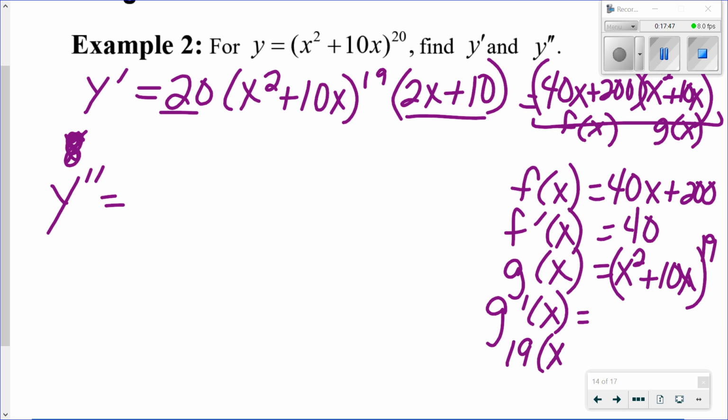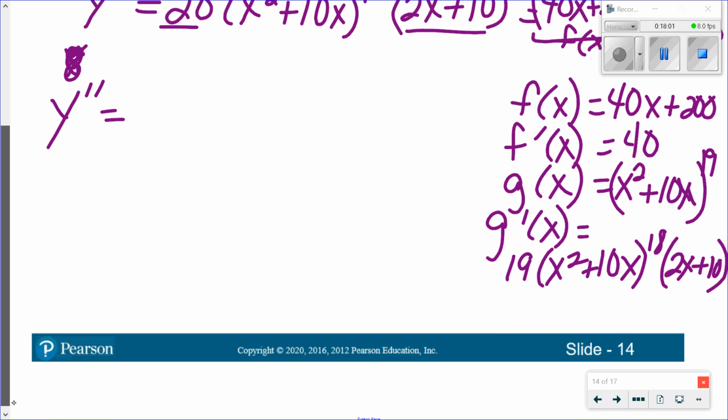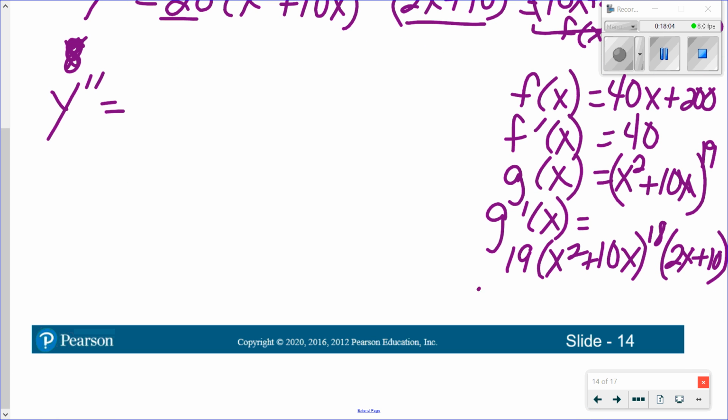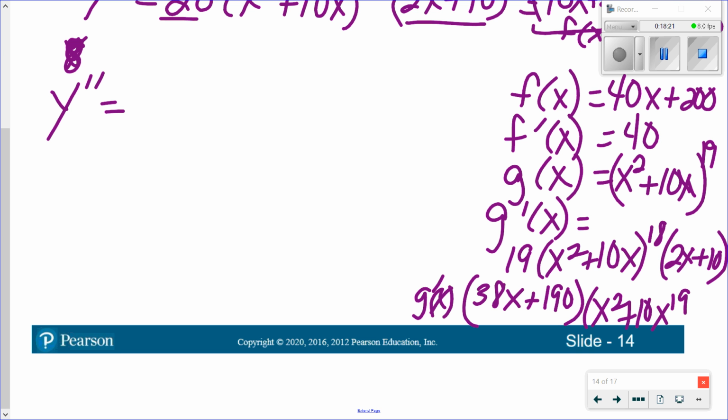And g prime of x will be 19 x squared plus 10x to the 18th power times 2x plus 10. Again, we're going to need to simplify that down. So that's going to be 38x plus 190. So this is all g prime of x times x squared plus 10x to the 18. So we just simplified all of that.